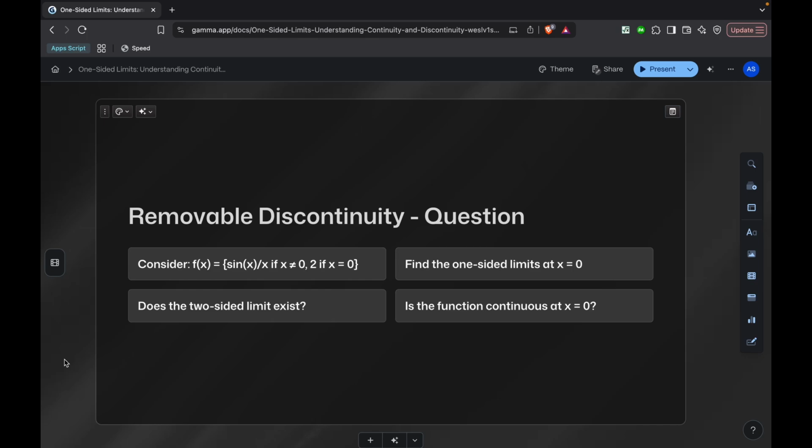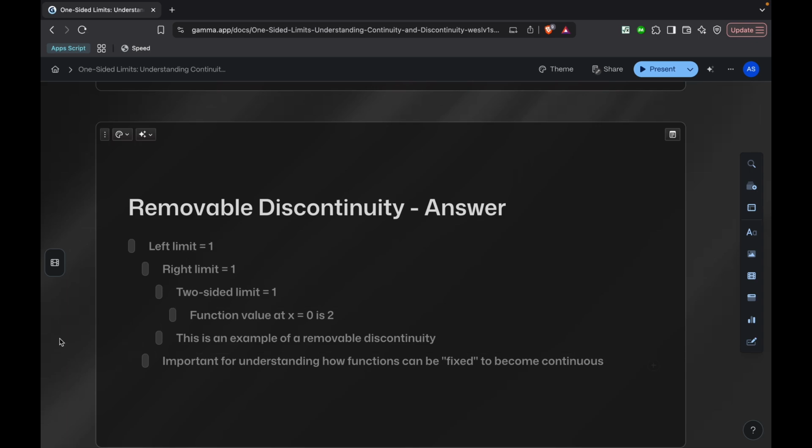So, basically from both sides, the limit becomes 1. And does the two-sided limit exist? Yes, but is the function continuous? No, it's not, because 1 is not equal to 2. And it shows here the left, right, and two-sided limits are all 1, but the function value is 2. Now, this is an example of something we call a removable discontinuity.